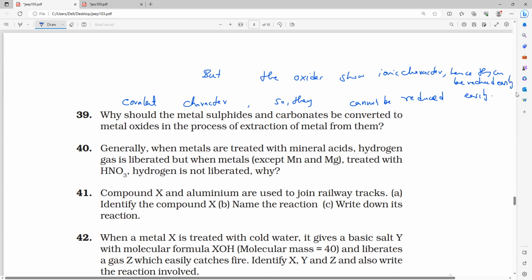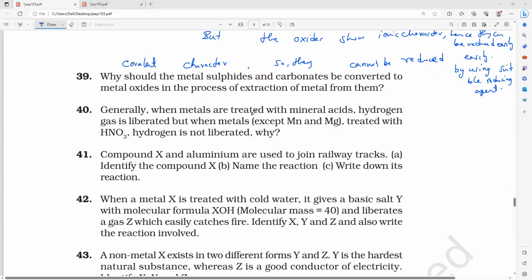Most important question. Easily, by using what process? By using a suitable reducing agent. What is the reducing agent for the moderately reactive metals, everybody? What is the reducing agent we have used? Who is that making sound? What is the reducing agent, guys? Carbon. Yes, please write.